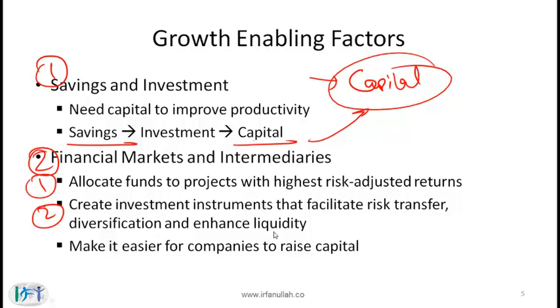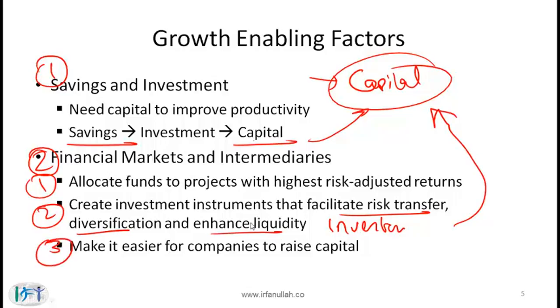The idea here is straightforward. If we have these attributes in our financial instruments, then investors will be more comfortable saving. They'll be more comfortable putting their money in this system. And obviously, if there is more financial capital in the system, that can lead to more physical capital. And finally, financial markets and intermediaries make it easier for companies to raise capital. So for a company that wants to expand, it's much easier to go to a financial institution and raise money rather than having to go to hundreds of individuals.